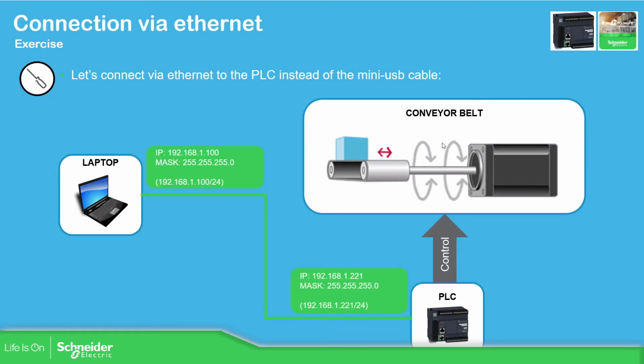So in this case, I have my laptop configured into this IP address in this network, and what I'm trying to do is to set these Ethernet parameters for the PLC that I have next to me. And what I'm going to do is to totally exchange the way of communication from USB to the Ethernet.